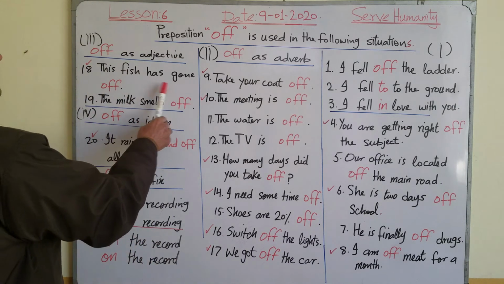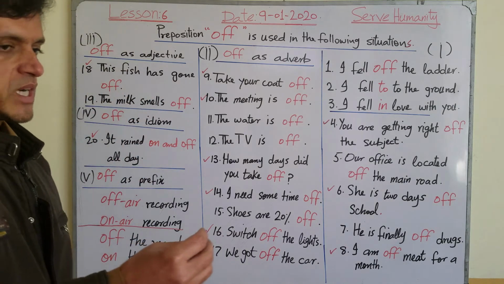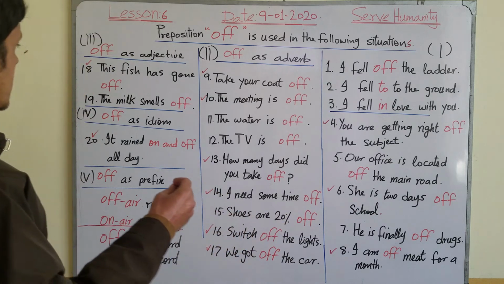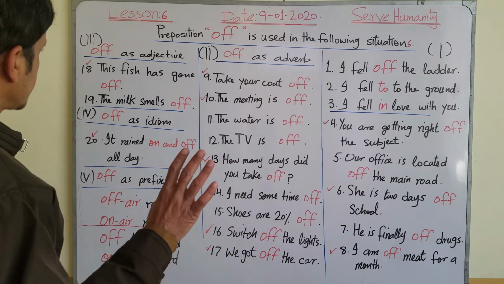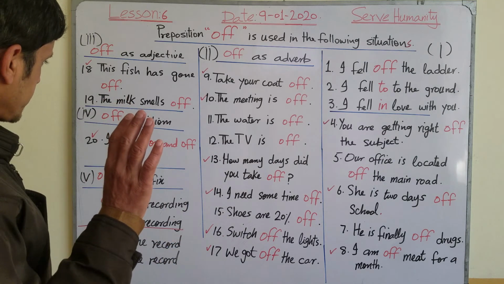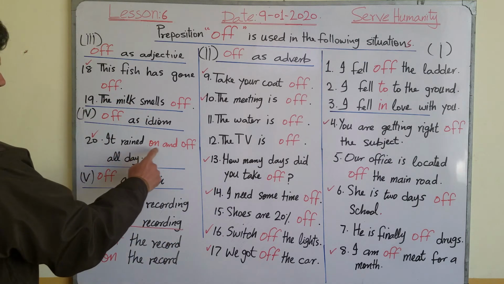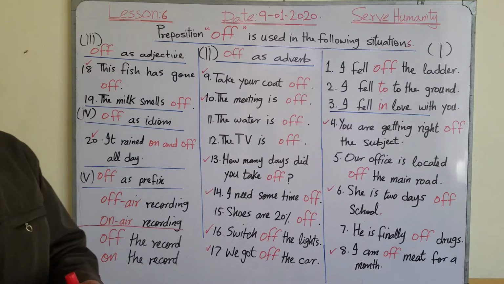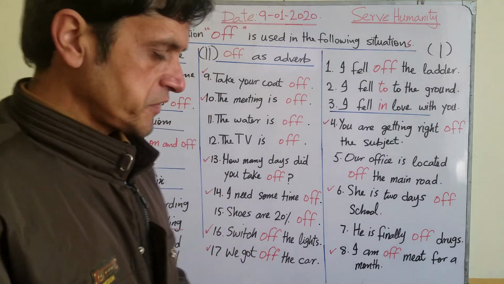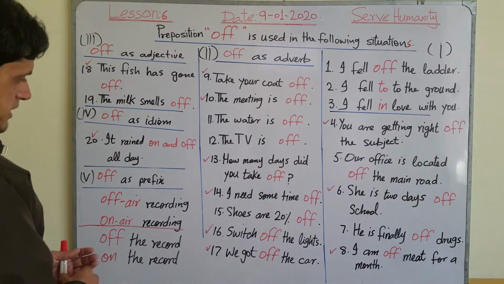This fish has gone off. Iska matlab hua ki ye machli sad chuki hai. Theek hai? It rained on and off all day. Iska matlab ye hua ki sara din waqfe se barish jari rahi.